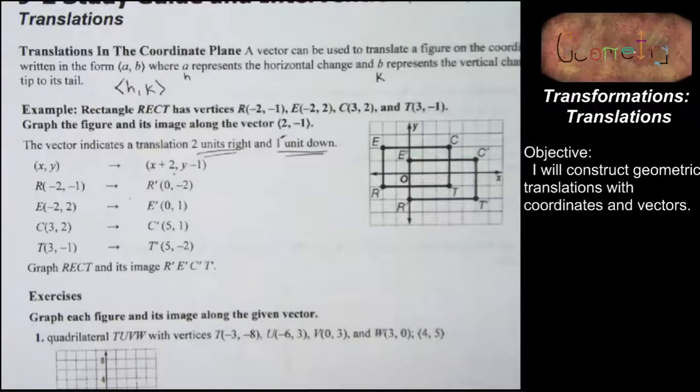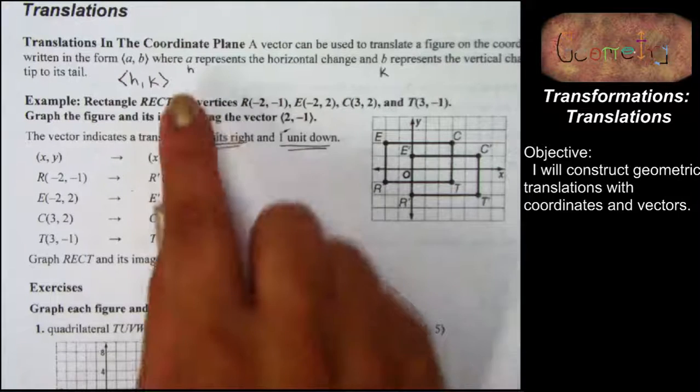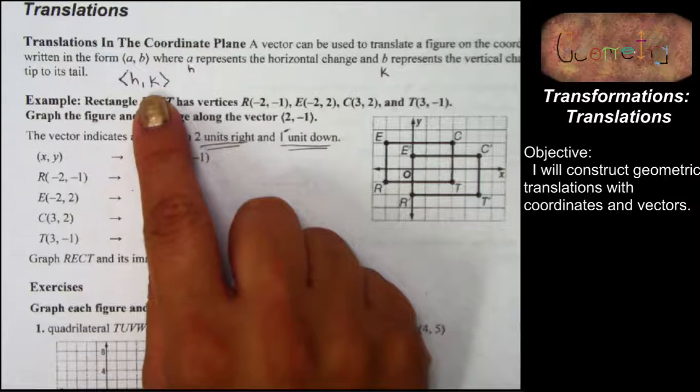The back of our study guide, we're looking at translations on the coordinate plane, which is what you had mentioned earlier. If you're reading the little description, I want to make one small addition to the added notes here. And that is that the vector they have listed is written as a comma b. I would like you to write that it could also be written as h comma k.